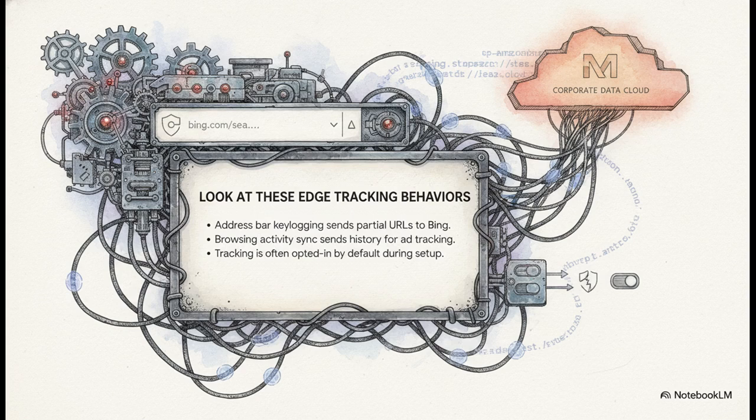It's address bar keylogging completely disguised as a helpful feature for search suggestions. On top of that, if the browsing activity sync is active, Edge sends your full browsing history, favorites, and even raw page content straight to Microsoft for cross-service ad personalization. And ironically, most of this massive surveillance is enthusiastically opted in by default during your initial Windows setup. You are sharing everything from day one unless you actively dig deep into the settings to shut it down.